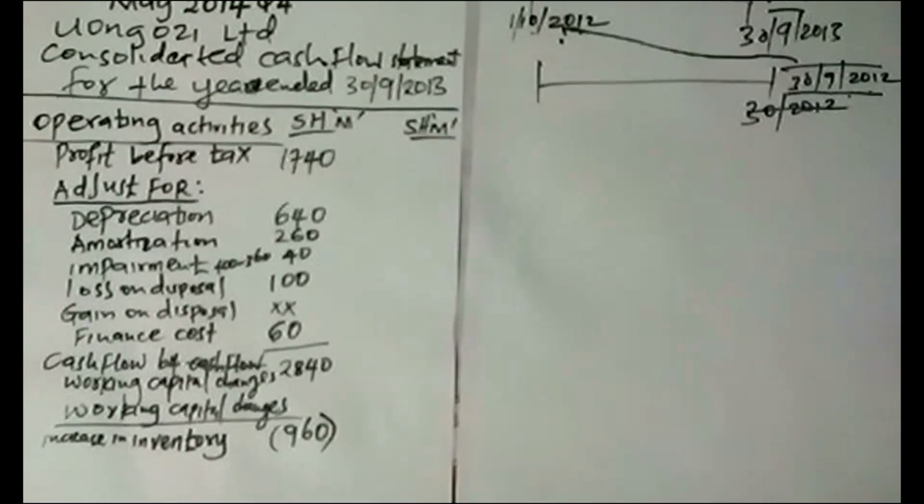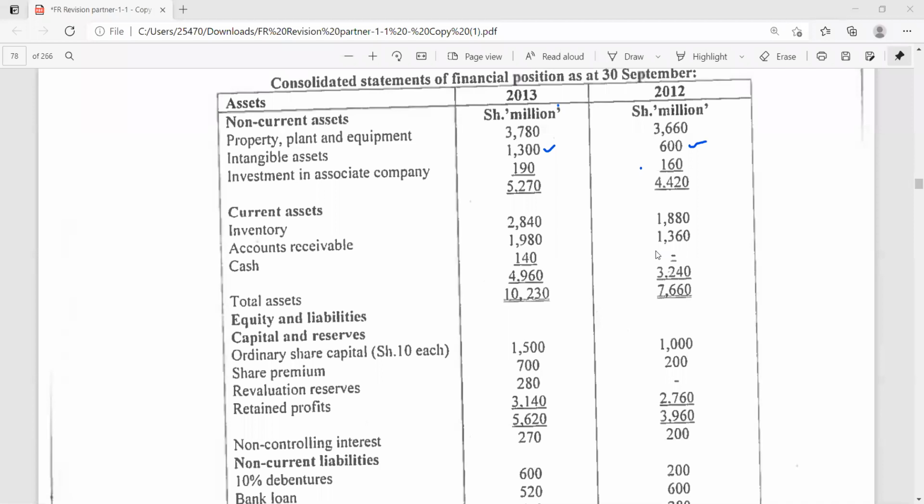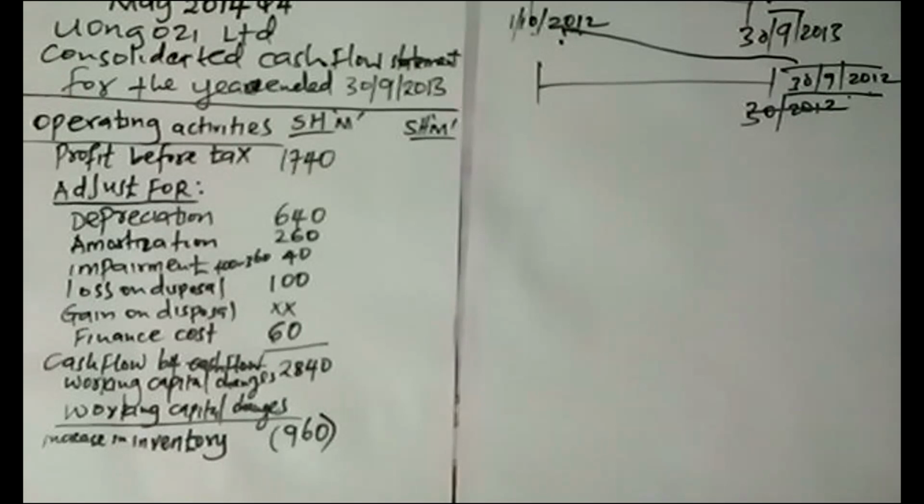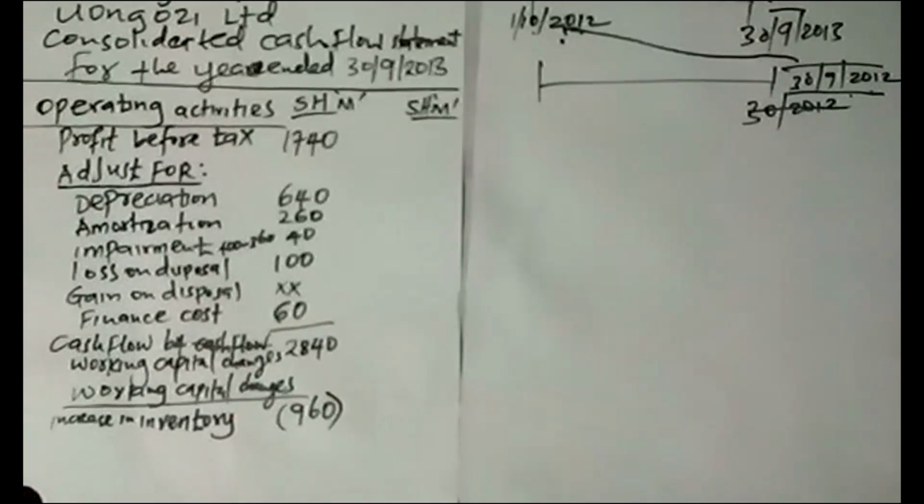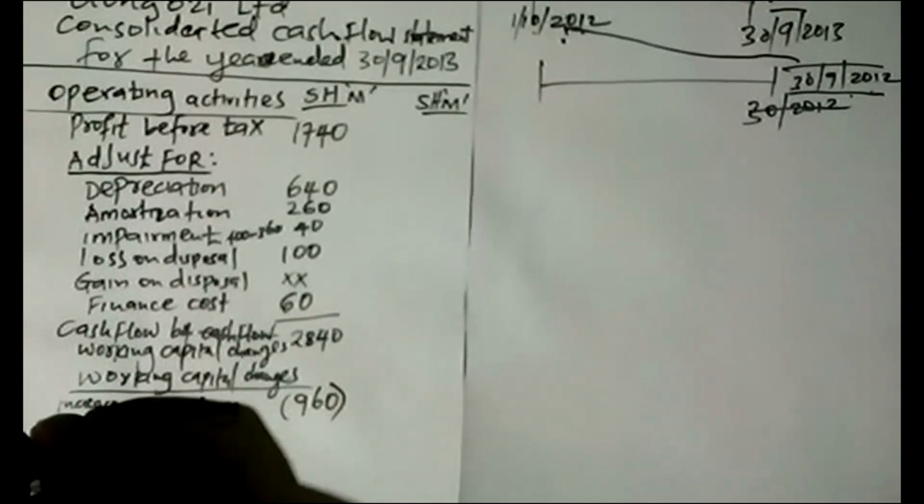Then what about receivables? I can see we have receivables there, debtors. Again, it increased. It increased by 620. So that is an increase in receivables by 620.